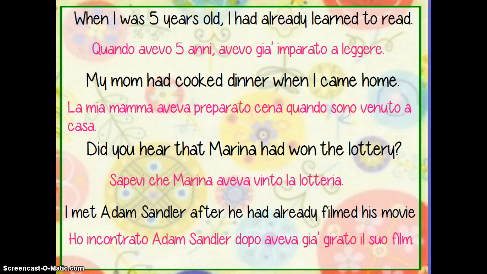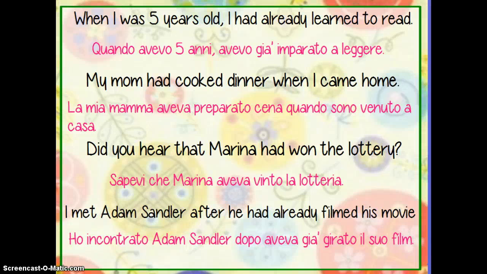Quando avevo 5 anni, remember when you're talking about 5 years old, you have to use avere, you're talking about an age. And I was 5 years. You have to use the imperfect. You were 5 years for a whole 365 days over and over again. So think it's a habitual action. So quando avevo 5 anni, avevo già imparato a leggere. I had already learned to read.